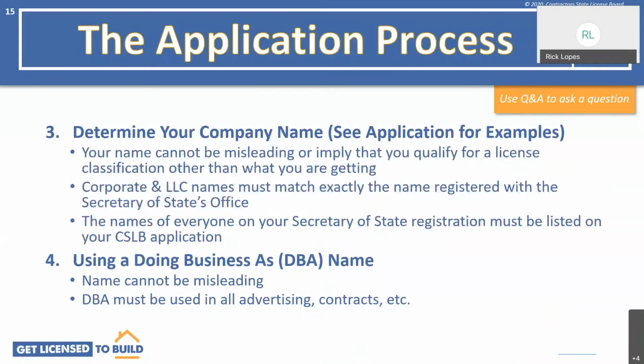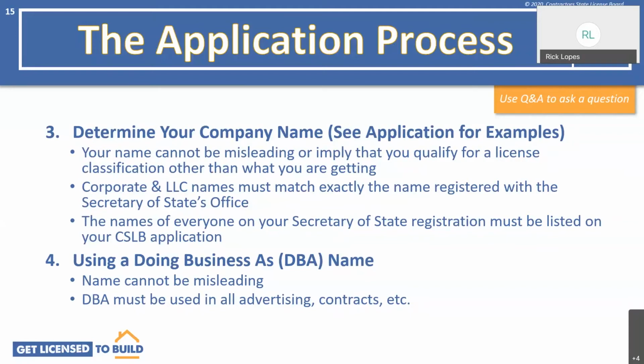Okay, the next step is to determine your company's name. Take a look at the actual application for some examples. We've got a long list on there. Some things you'll need to keep in mind are that the name cannot be misleading or imply that you qualify for a license classification other than the one you're getting. For example, if you're going to apply for a C36 plumbing license, you can't have a name of John Smith Plumbing, Construction, Heating, and Drywall.